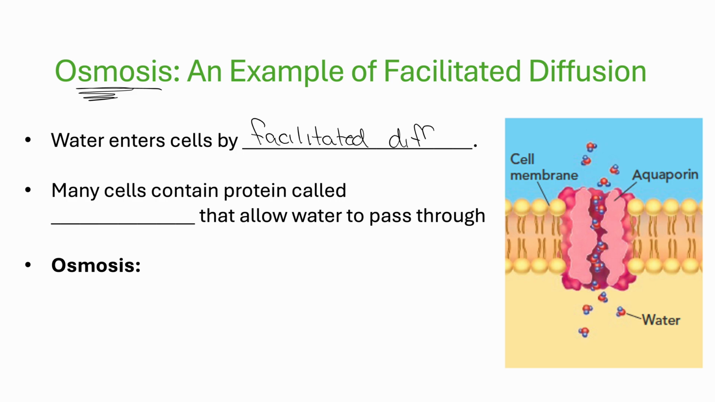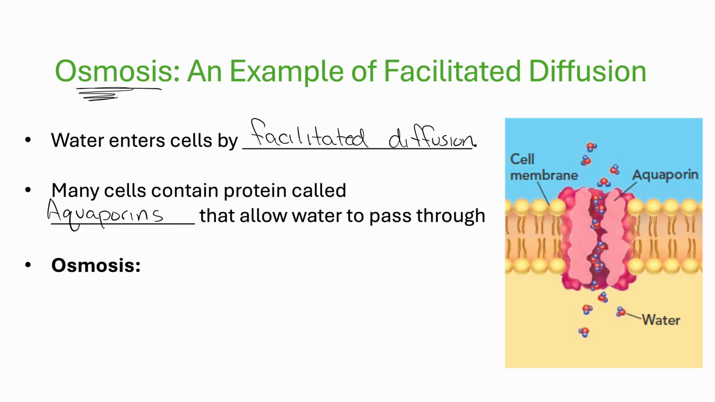So again, it is still something that is not using energy, but we have these proteins that allow water to pass through because it does not interact with the tails of the phospholipid bilayer. Now, many cells contain this protein that is called an aquaporin. So an aquaporin is a pore, or a water pore, that allows water to pass through that membrane.